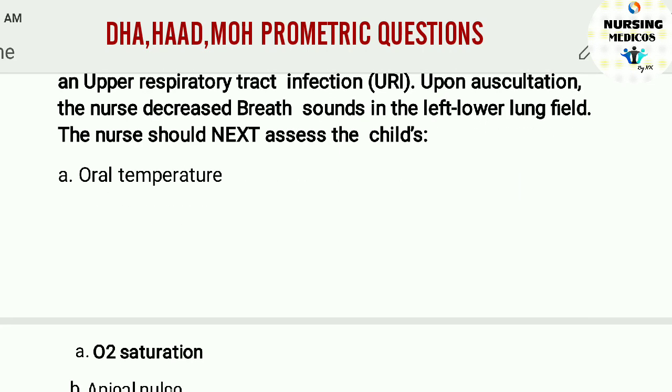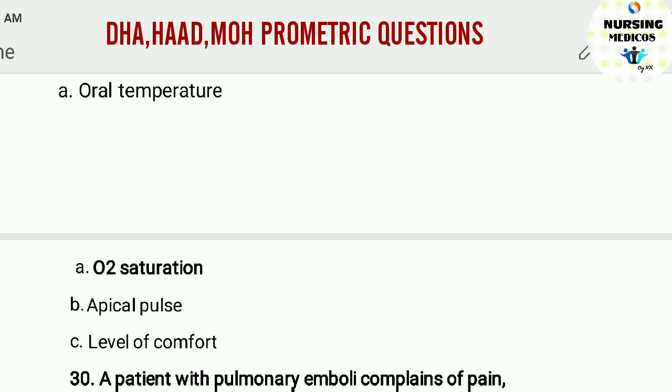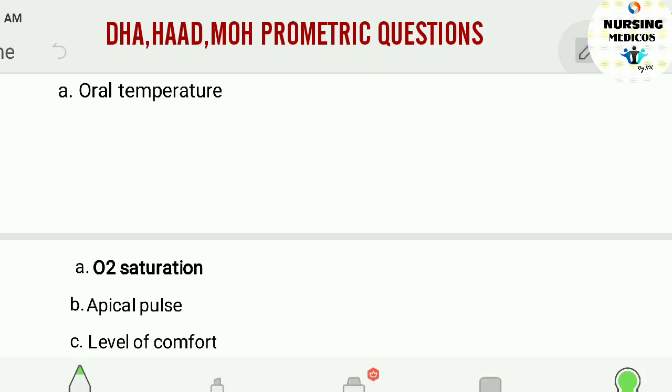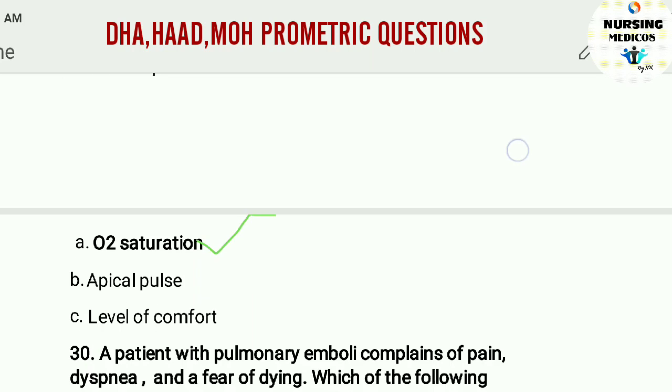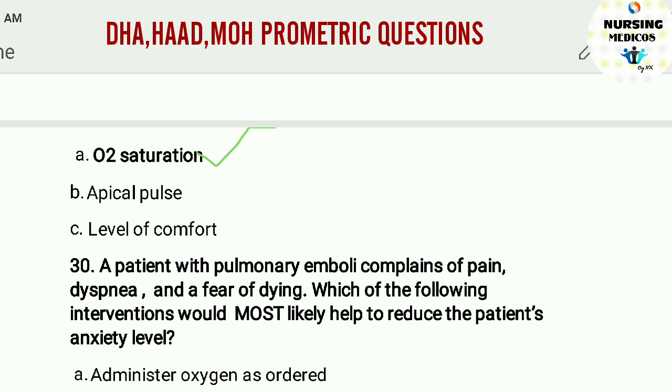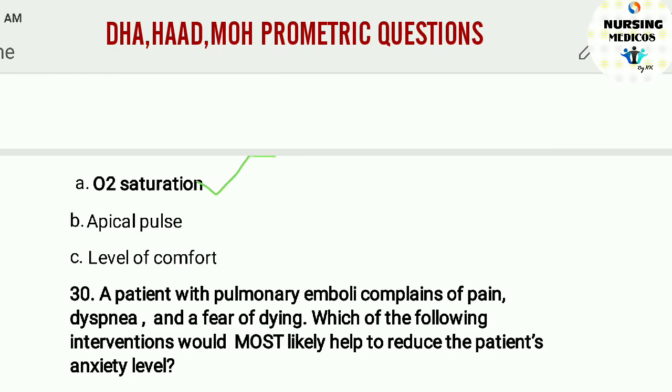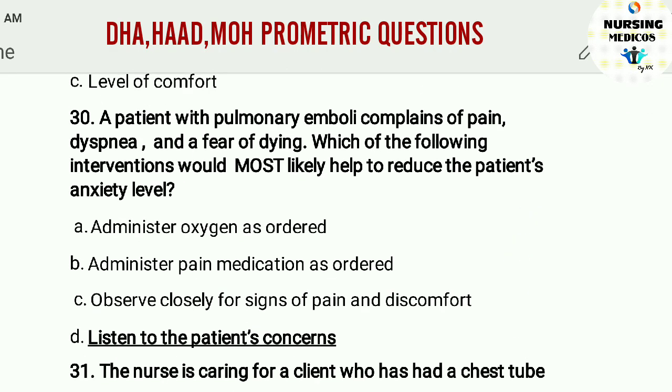Option A is oral temperature, O2 saturation, apical pulse, level of comfort. So the answer is we have to do oxygen saturation. The next one is a patient with pulmonary emboli complains of pain, dyspnea, and fear of dying.